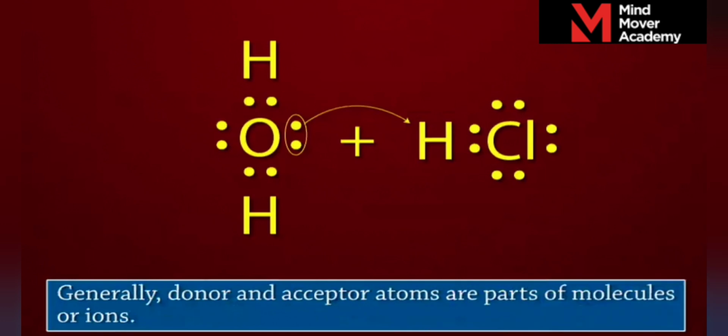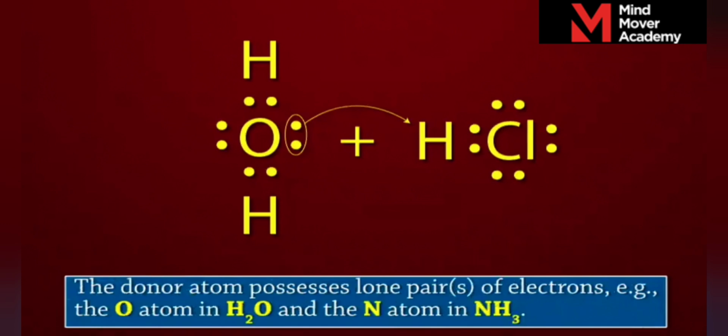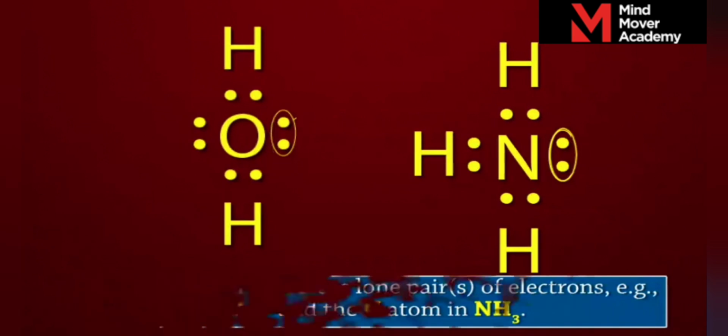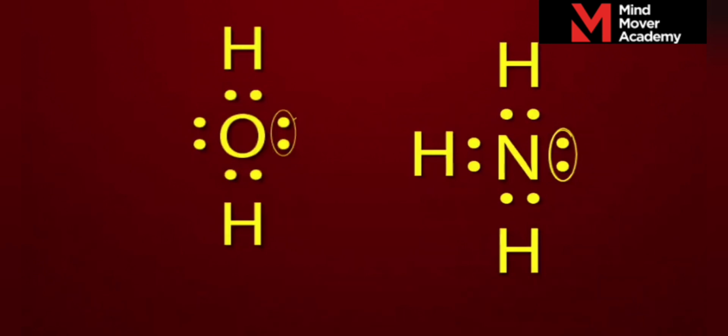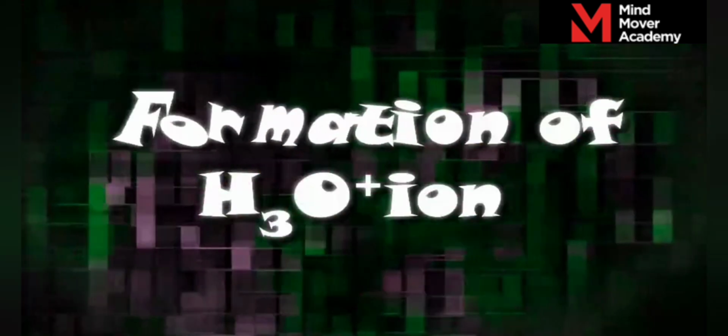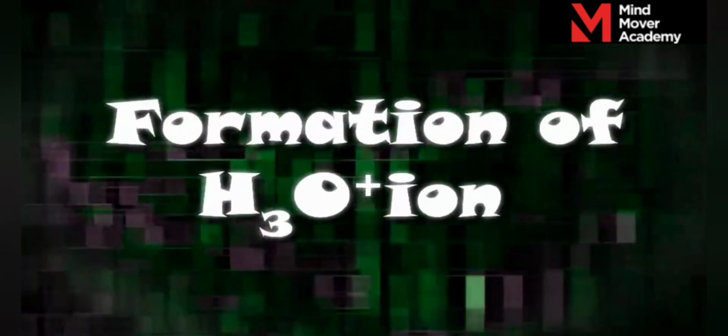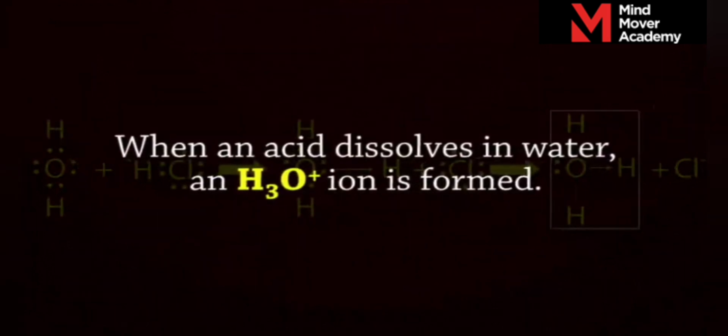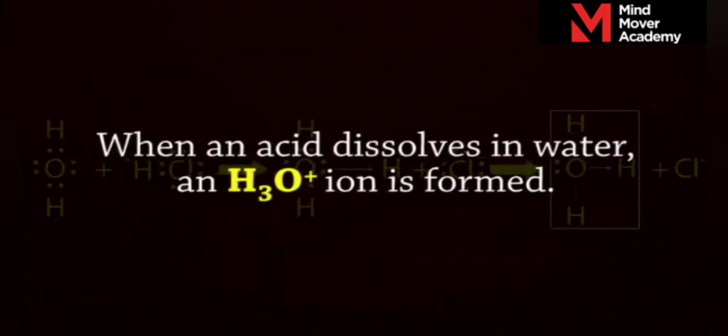Generally, the donor and acceptor atoms are parts of molecules or ions. The donor atom possesses a lone pair of electrons, that is, the O atom in H2O and the N atom in NH3. Let us see two such cases. Formation of H3O+ ion. When an acid dissolves in water, an H3O+ ion is formed.